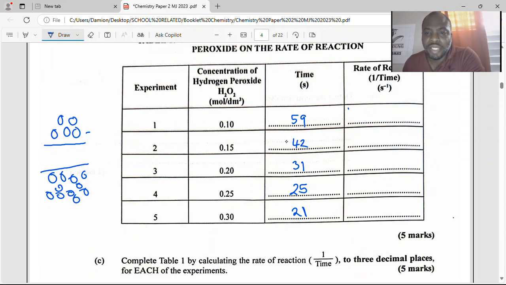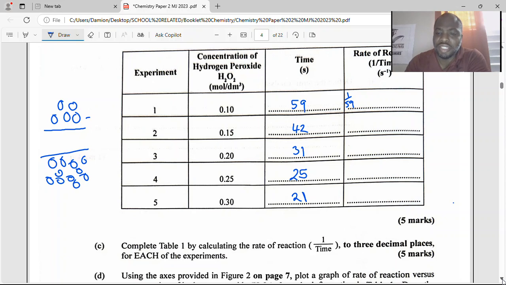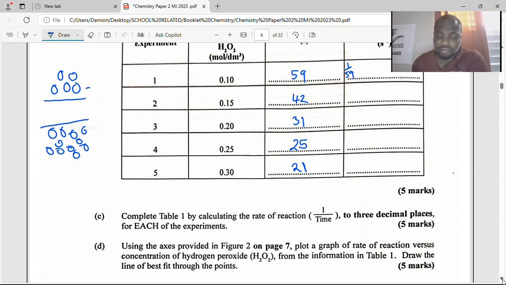So let me just put it right here. So it's 1 over 59. But before I start, let me read what is required, because sometimes CXC asks you to use a certain amount of decimal places. It says complete the table by calculating the rate of reaction, 1 over t, to 3 decimal places. Same thing I was saying, right? If you put it to 2 or 1, you will lose marks because they're specific, guys. Once they are specific, follow the instruction.